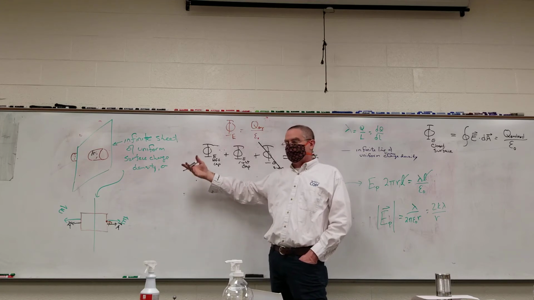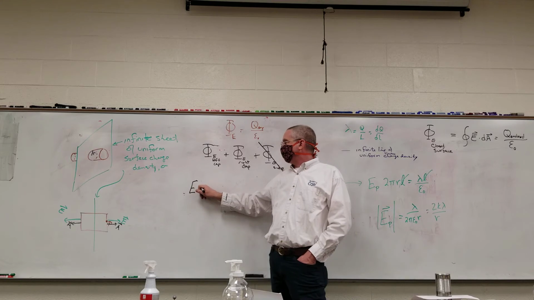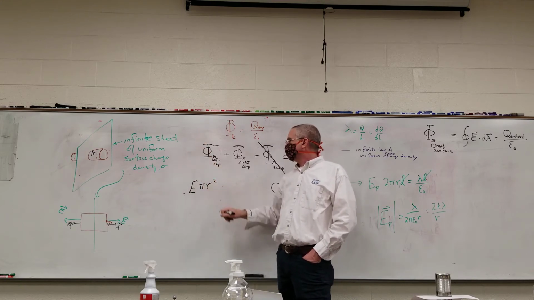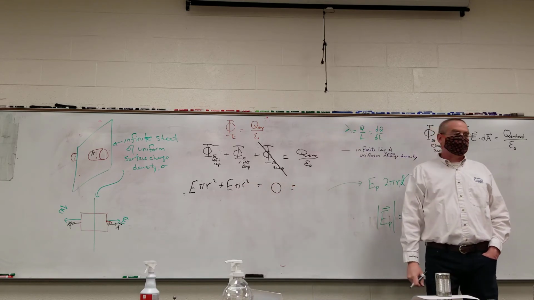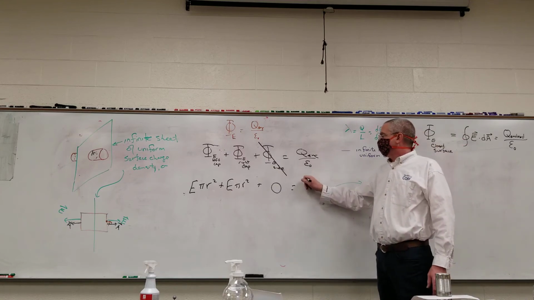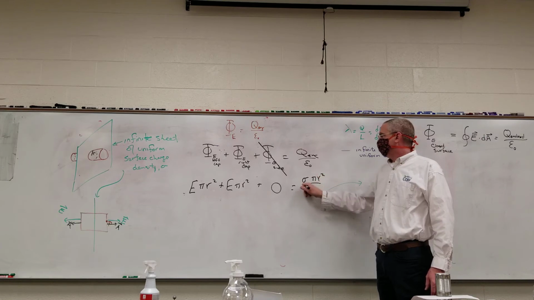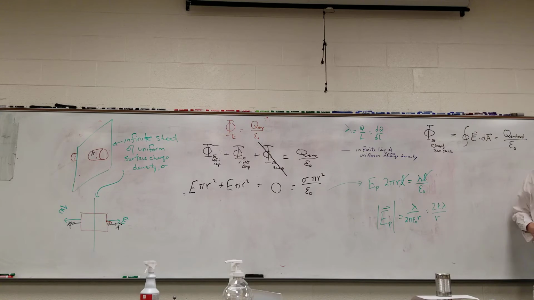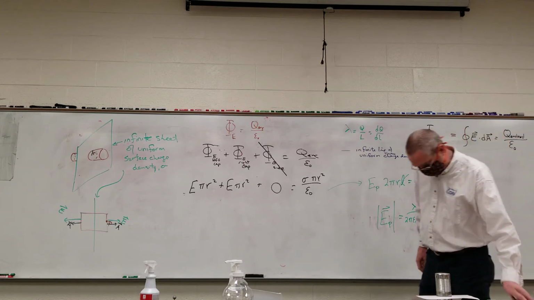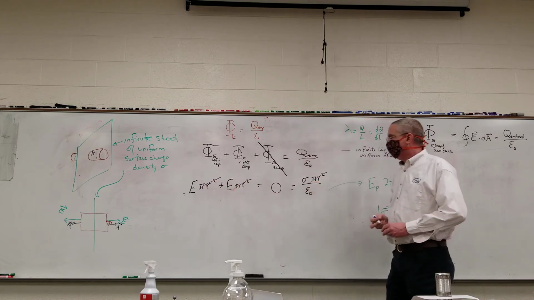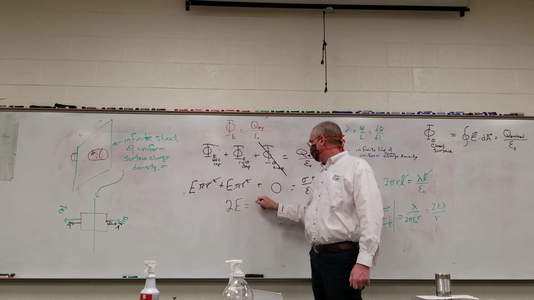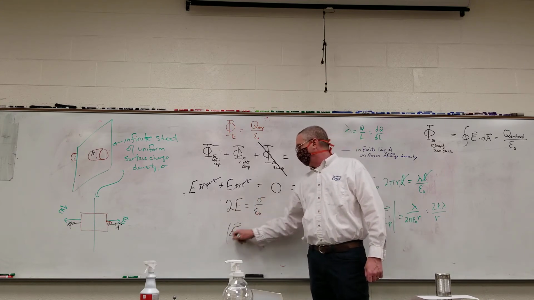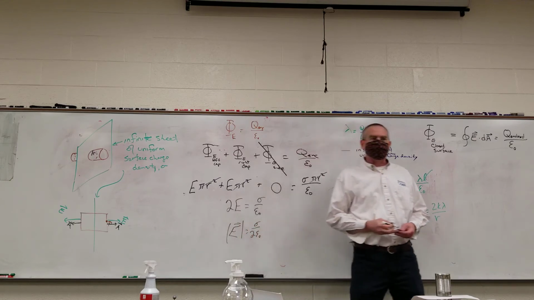My electric field everywhere along that surface is constant, so it becomes E times the area of that surface, which is pi r squared. On the right side, it's E times pi r squared. And then my charge is just the surface charge density times the area, so it's sigma times pi r squared over epsilon sub naught. Conveniently, the pi r squareds all go away. So I'm left with 2 times the magnitude of my electric field equal to sigma over epsilon sub naught, or the magnitude of the electric field is equal to sigma over 2 epsilon sub naught, which is exactly what we derived when we did it before.